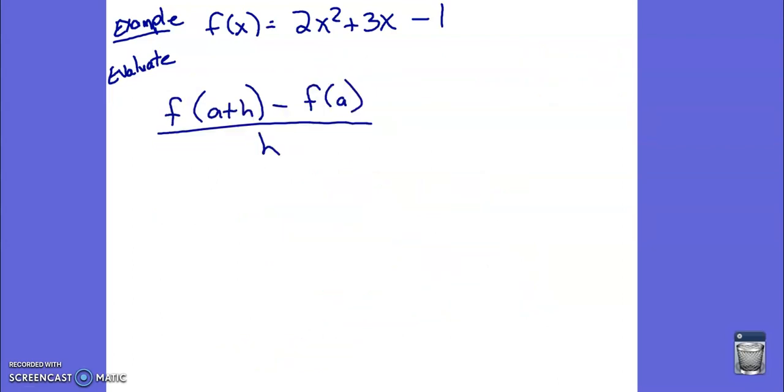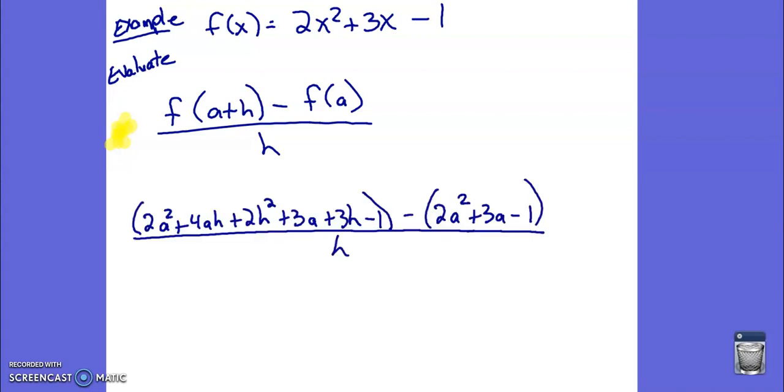All right, so let's look at what if I wanted to evaluate this problem right here. So notice what I have. I have f parentheses a plus h minus f of a all over h. And I did that. If you go back to the problem we just did, I did all of those problems. It's just a matter of putting it all together. So notice I just rewrote what I did on the previous screen. So this is what I have at the very beginning. I have f of a plus h is all of this. And then I have my f of a is all of this.